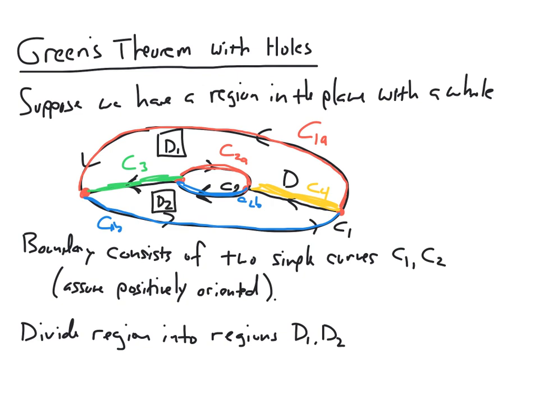Right? And these two regions are all bounded by the curves C1A, C1B, C2A, C2B, C3, and C4. And notice that neither of those regions, D1 or D2, has a hole. The way that we've added in C3 and C4 and broken this up into two regions, the whole point of this was to eliminate that hole from the region, but now we have two regions to consider.